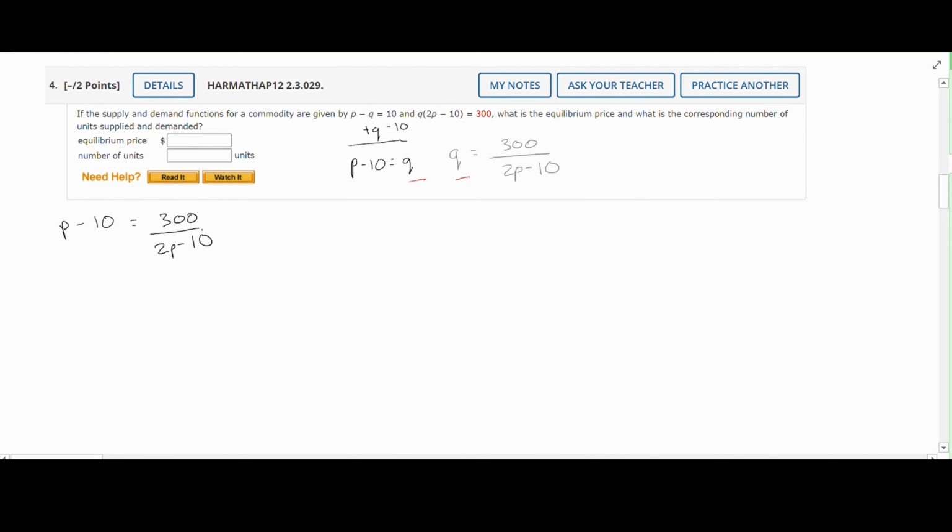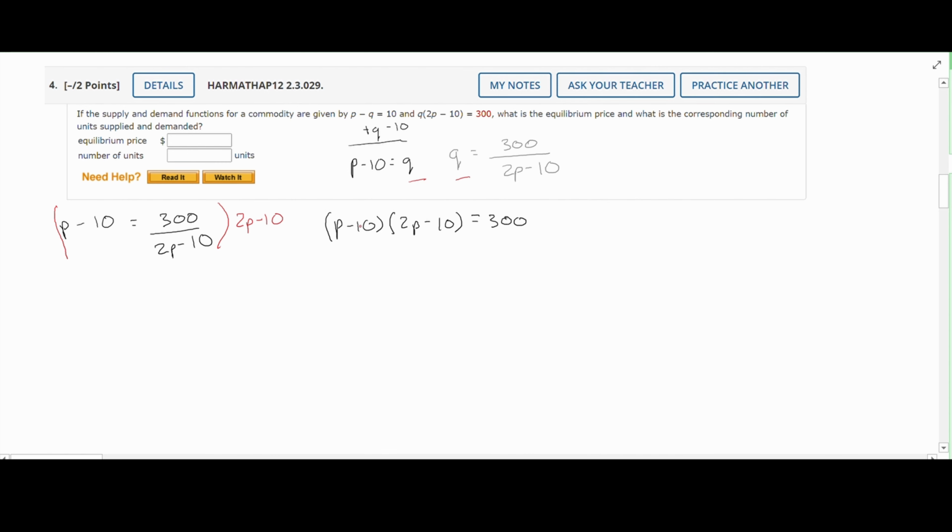Now from here we want to always get rid of the denominator because the denominator makes it harder for us to work, so we are going to multiply both sides by 2P minus 10. If we do this on the left side, we are going to still have our P minus 10. We're going to keep this in parentheses, and then we're going to have our parentheses for 2P minus 10, and this is set equal to our 300. The reason why we only have a 300 on the right is because the 2P minus 10s cancel out.